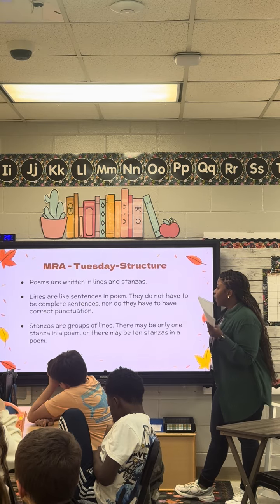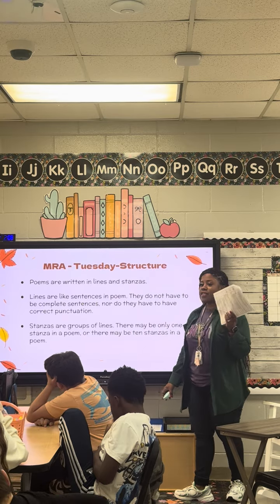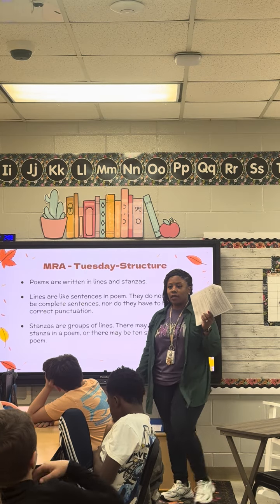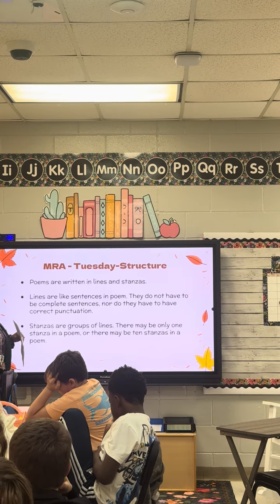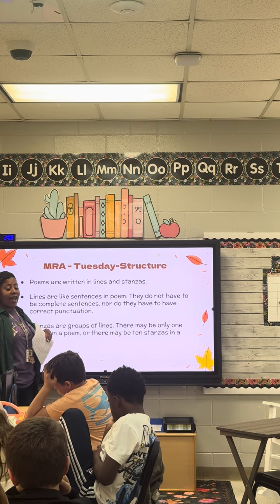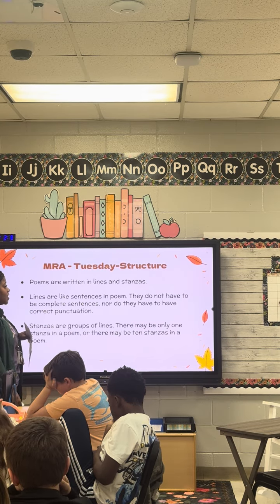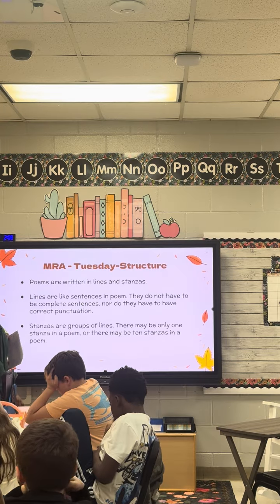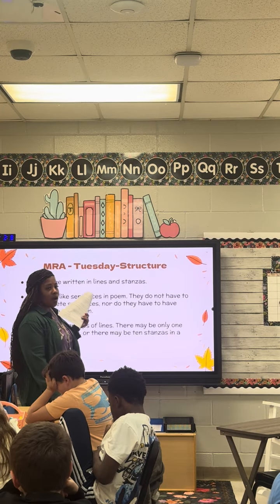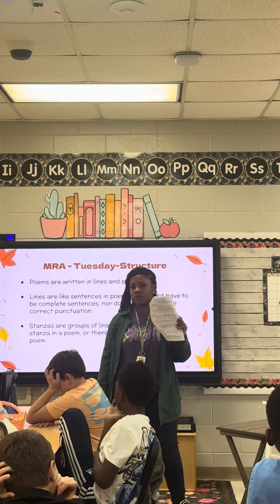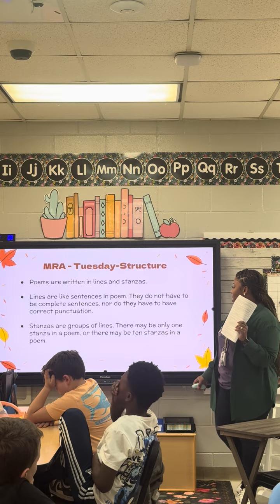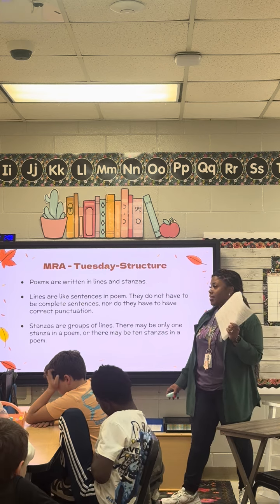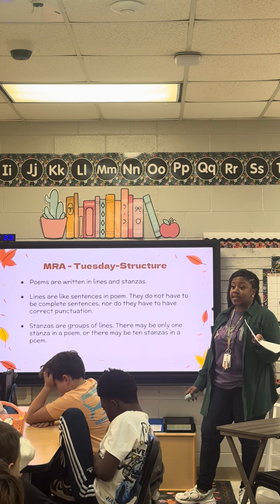Alright, so poems are written in what? What do we say they're written in? Lines and stanzas. And lines are like sentences in a poem. They do not have to be complete sentences, nor do they have to have correct punctuation. So stanzas are often what? Groups of lines, and there may be only one stanza in a poem, or there may be 10 stanzas in a poem.